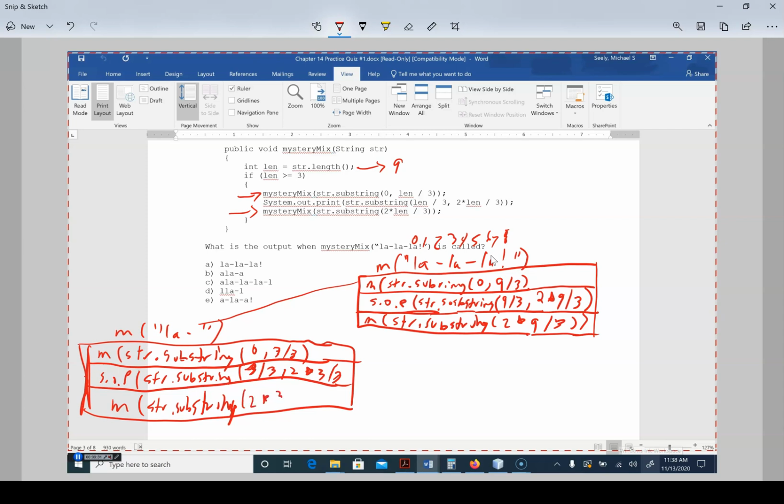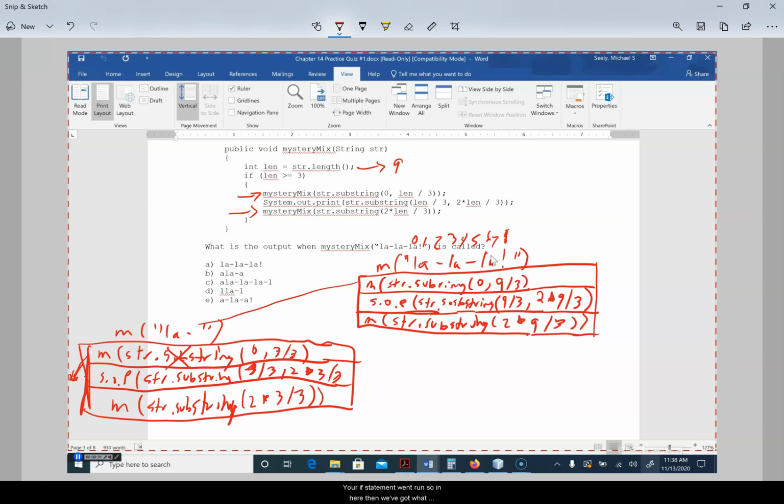2 times 3 divided by 3. So now let's look at this. 0 to 1 would give us just L. If I had another box that would be passed down here, L would be passed in here. What's the length of just L? It's 1. Is 1 greater than or equal to 3? No. So this one doesn't run again, and that's why your if statement wouldn't run.